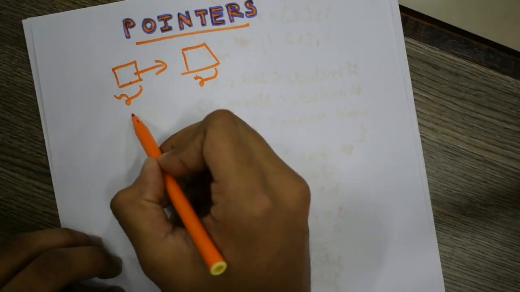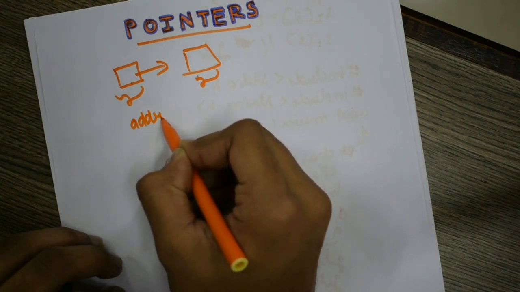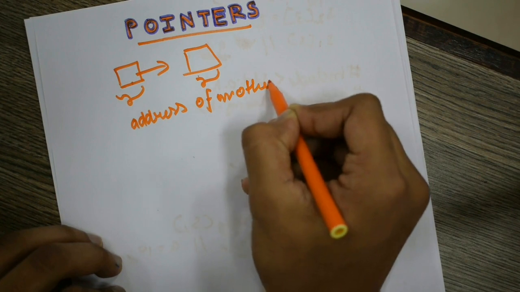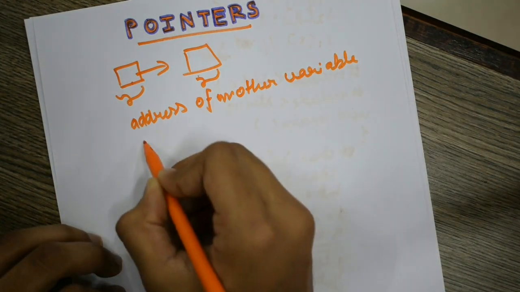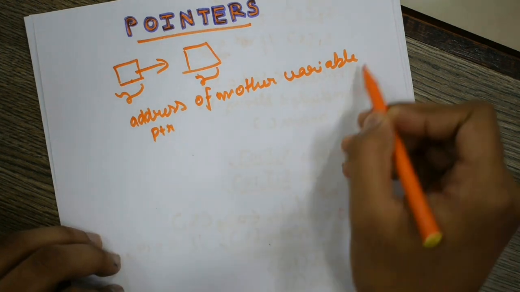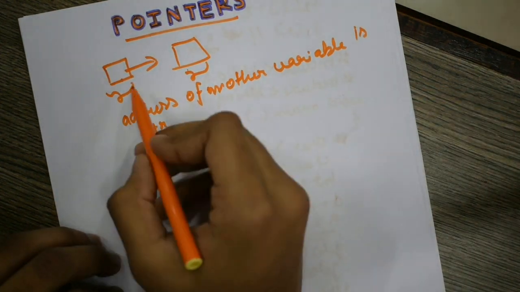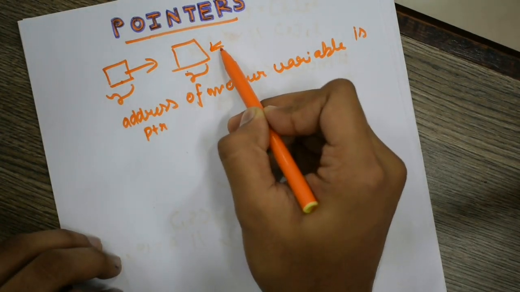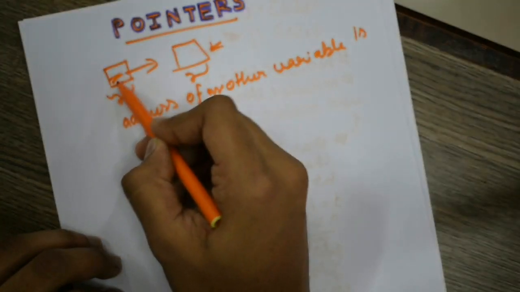A variable that holds the memory address of another variable is a pointer. I am writing it in short form. So the memory address of this variable will be stored in this. Say it's some hexadecimal value which will be stored in this.